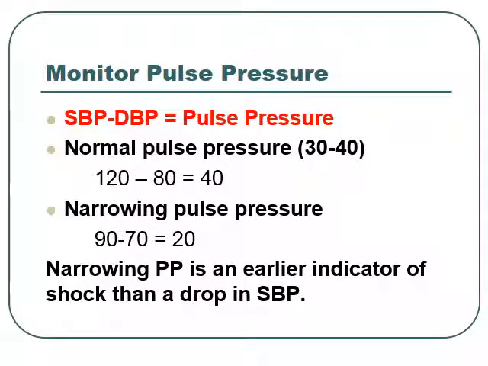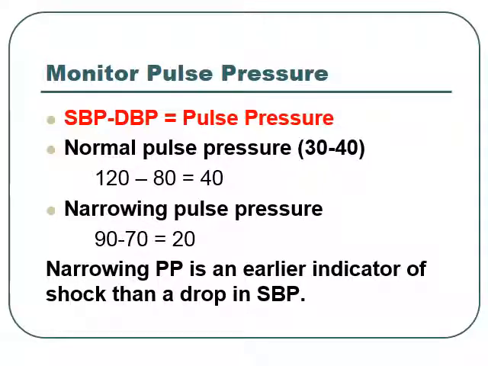And what is our pulse pressure? It's systolic blood pressure minus our diastolic blood pressure. That's what will give us our pulse pressure. A normal pulse pressure is 30 to 40. Okay, so if I have a pressure that is 120 over 80, the difference in those numbers is 40. So we would consider that to be a normal pulse pressure.